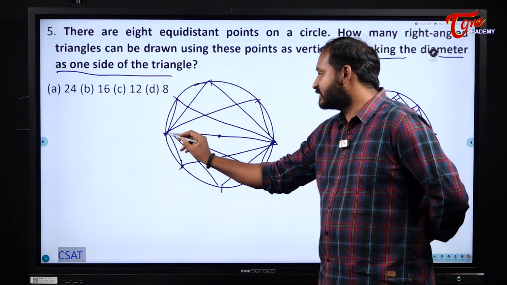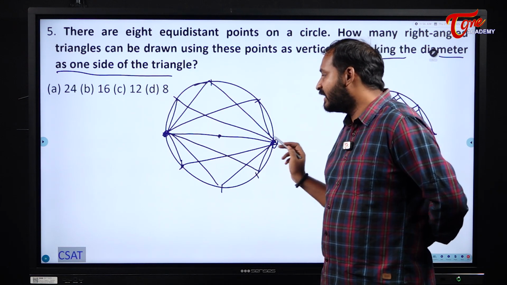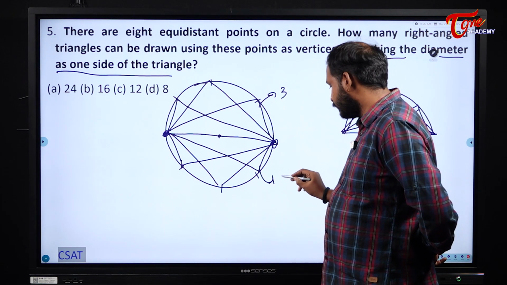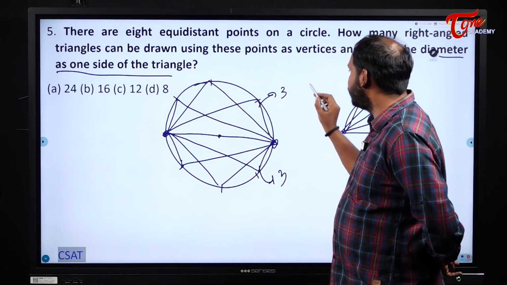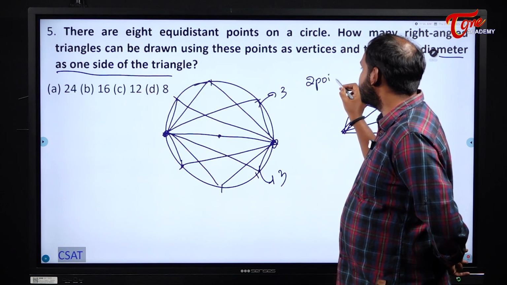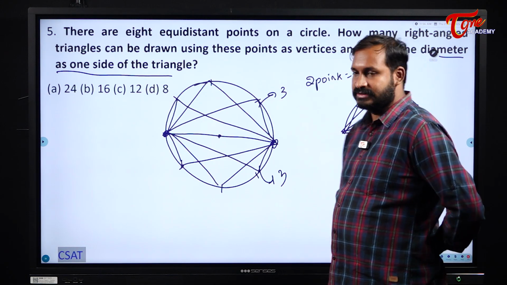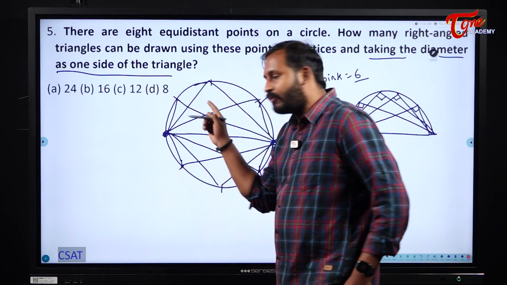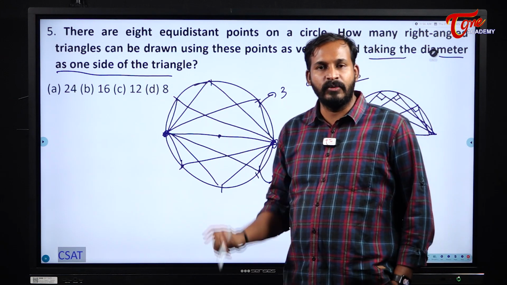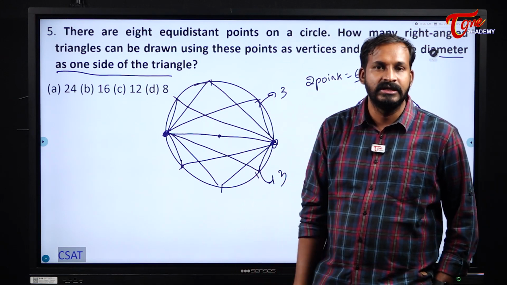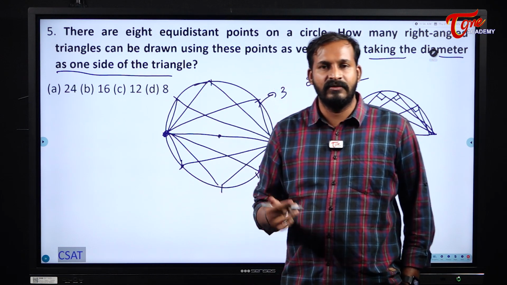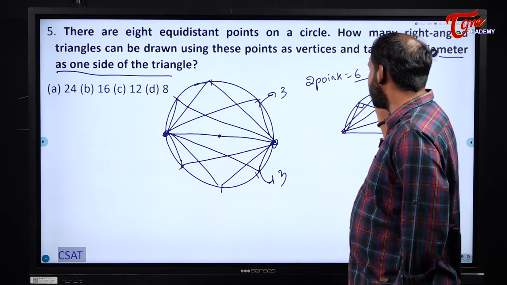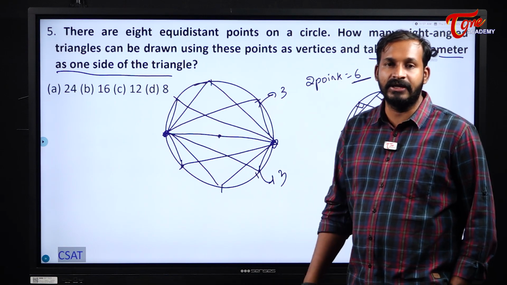With these 2 points, how many right angle triangles are formed? 3 at the top, 3 at the bottom. So with 2 points, I got 6 right angled triangles. Like this, how many points do I have in total? 8 points. When I join the exactly opposite points, how many pairs can be formed? 4 pairs. In one pair I am getting 6 right angle triangles, so in 4 pairs, how many will I get?